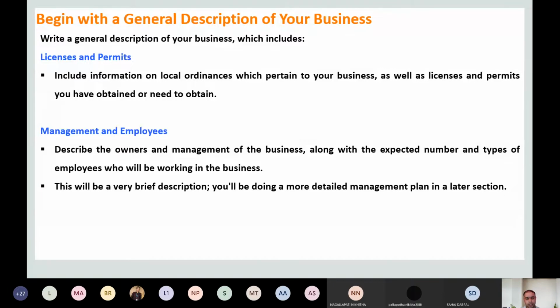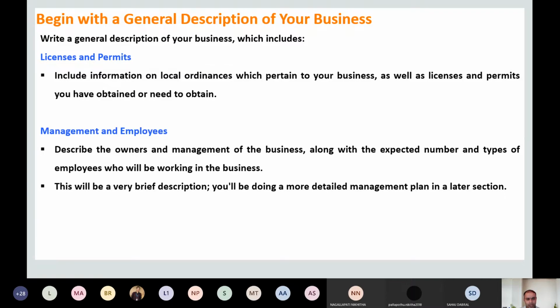For example, if you want to start a restaurant, you should have the Food Safety and Standards Authority of India, I guess, FSSAI. You have to get the certificate. If you want to be a doctor, you have to register yourself. You have to get the license to practice, and like that. So it's just like getting a license to drive a vehicle. Okay, you have to get some licenses and permits to run the business. So that is very important.